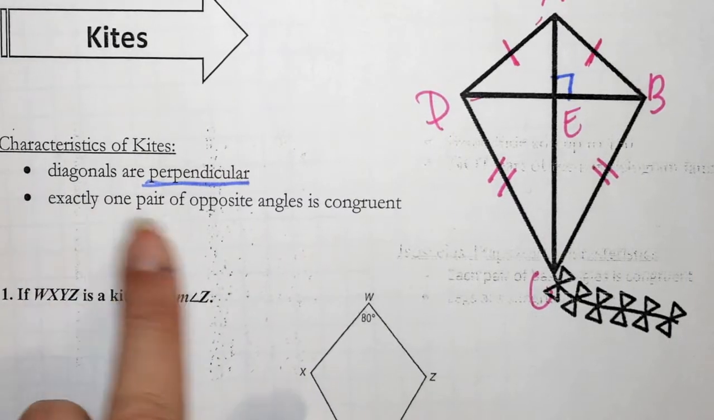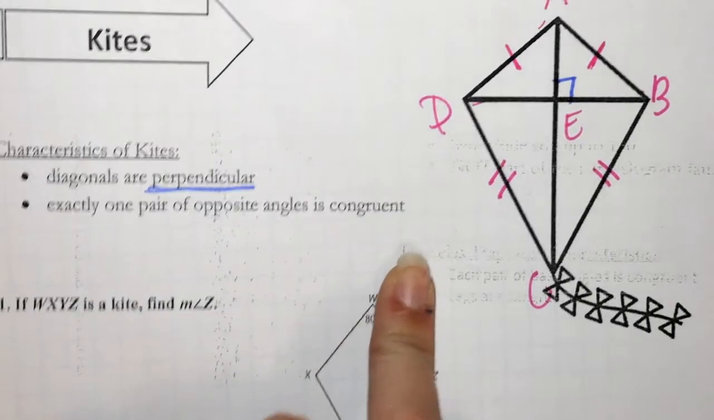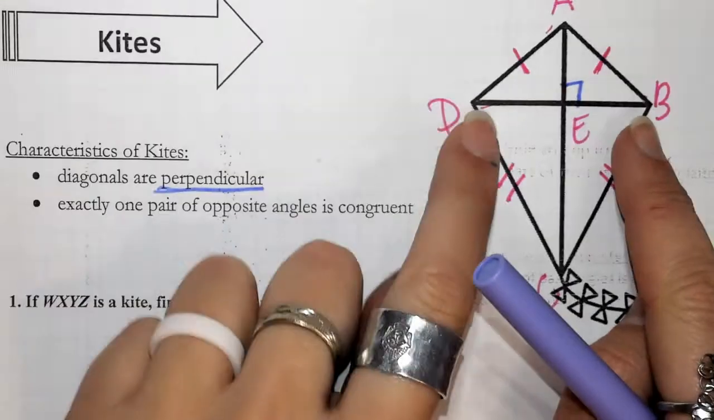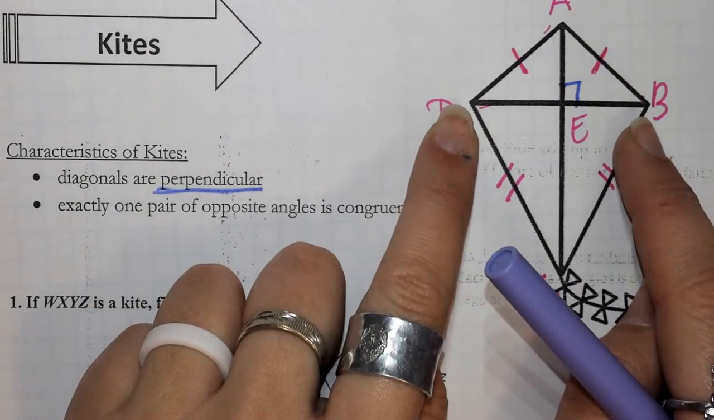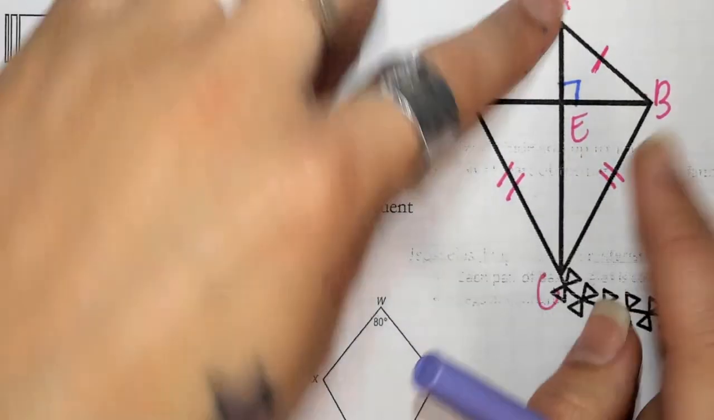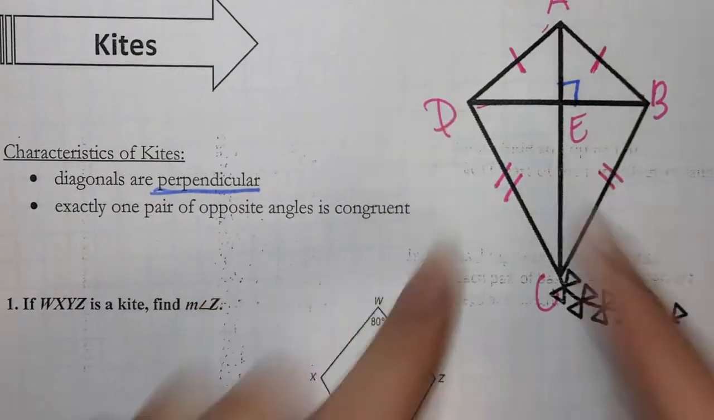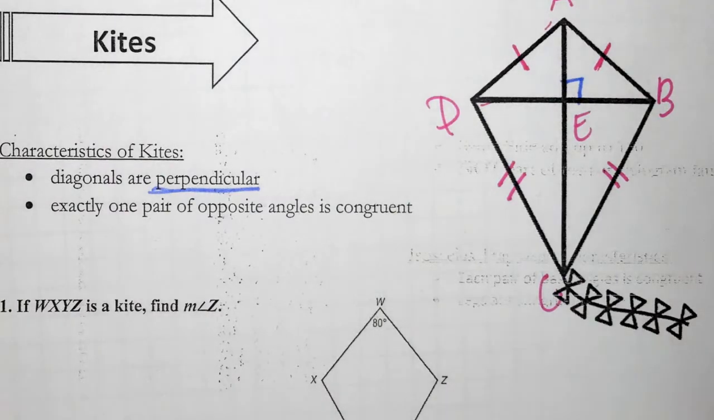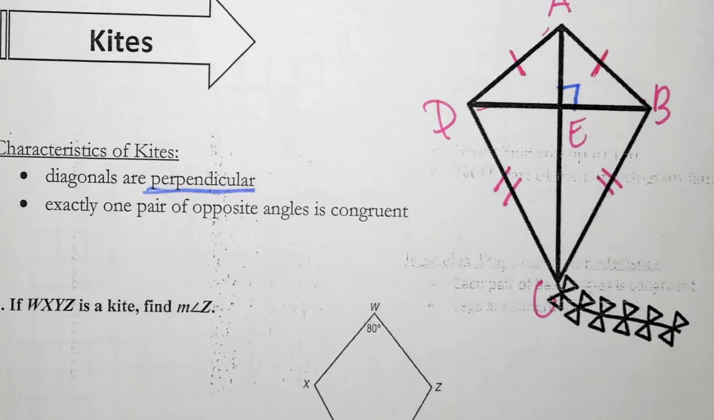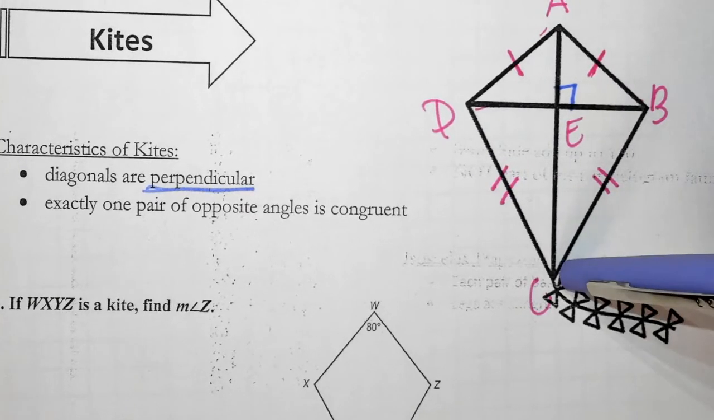And then it says exactly one pair of opposite angles is congruent. So if this is 30 and this is 75, B and D have to be what? If these are not congruent, B and D have to be congruent. That's all I'm asking, guys. It's amazing what happens when you actually listen.